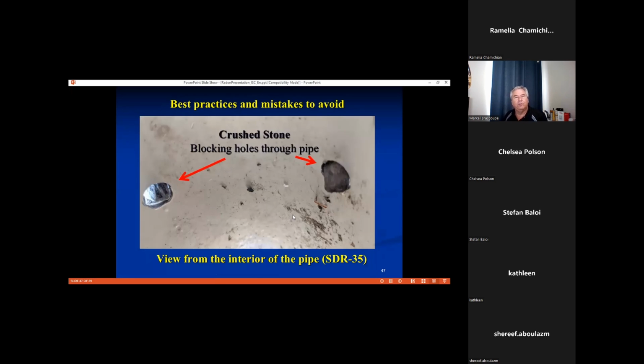So here's actually a view from inside that SDR35 pipe. You can see here to the right, the end of a piece of crushed stone is blocking the hole almost 90%, and the other side maybe 70%. So if on a length of 10 feet we only have maybe 40 or 50 holes, and three quarters are blocked like this, and the plumber on top of that put a cap on the end of it, then forget it. We can't draw enough air underneath the concrete floor slab to create that lower pressure there.